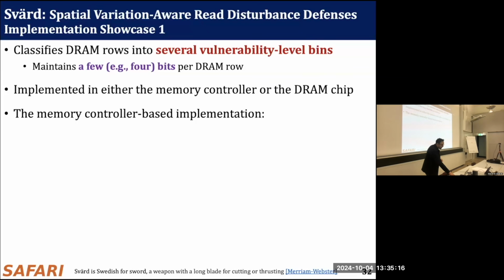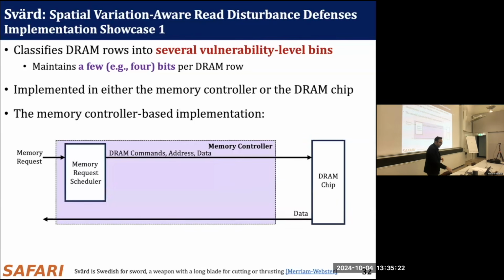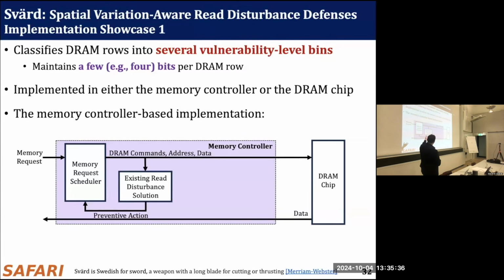For the memory controller based implementation, if your solution is implemented inside the memory controller, then it looks like this, right? You have the memory request scheduler, you have the DRAM chip, you send DRAM commands and address and data, and this purple box is your memory controller. You might implement your existing read disturbance solution, let's say Para, in the memory controller. In that case, you need to access this information within the memory controller to make a decision. So you can add an additional HC1st table here, feed the row address to this table, and then this table gives you which HC1st value to use.